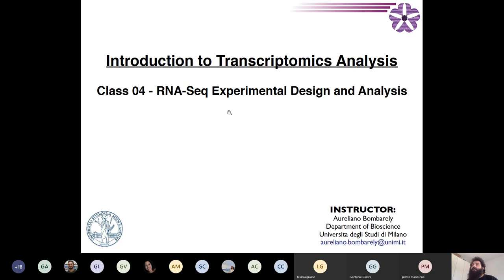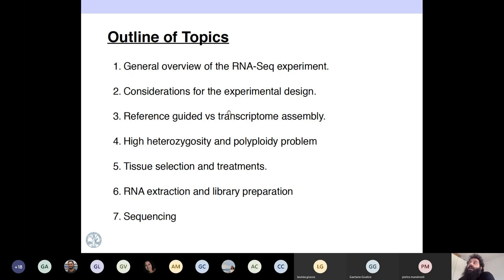So this is going to be the presentation now. First, I'm going to give you a general overview of the RNASeq experiment. Then considerations that you should have for the experimental design. Then reference genome versus transcriptome assemblies, what you should do if you don't have a reference. High heterozygosity and polyploidy problems. It's not much of a problem for humans, so if you are working with humans, you may not have problems with that, but for plants, it's a huge problem. Tissue selection and treatments, how you will handle those. RNA extraction and library preparation, I would like to talk a little bit about that too. And then sequencing. So all these things that you need to keep in mind for trying to do your design.